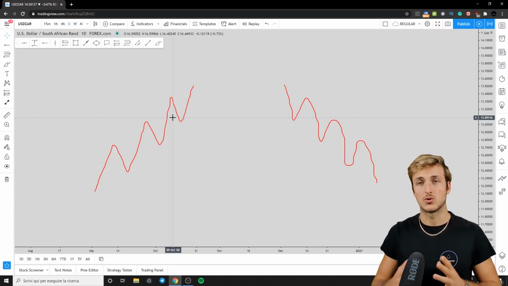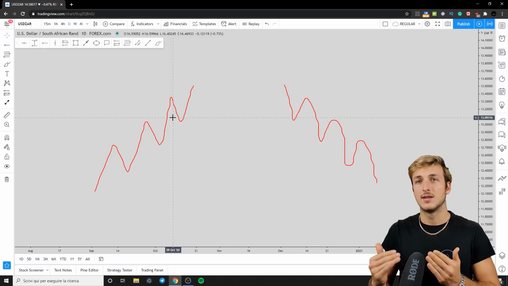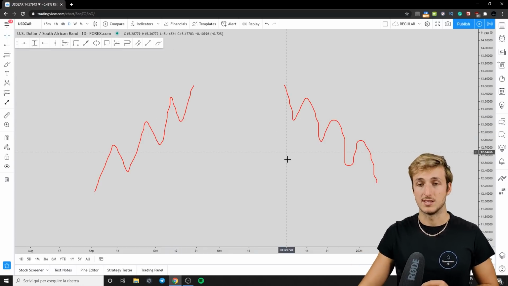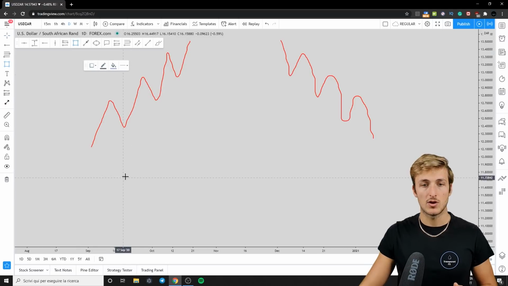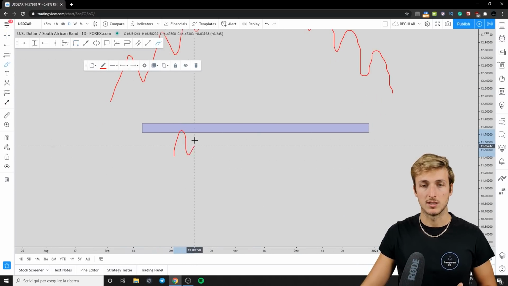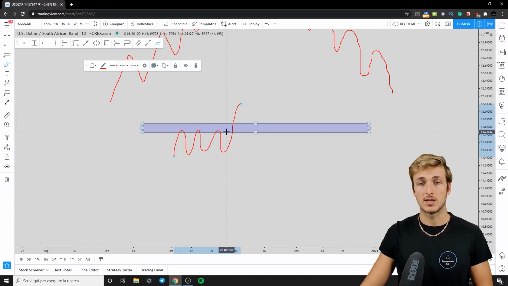It's one of the most important concepts when it comes to market structure, that support becomes resistance once it is broken, and resistance becomes support once it is broken. Meaning that if you have a horizontal level of structure which the market is rejecting multiple times, and the market breaks above the zone, at that point the previous resistance will become support at this area.